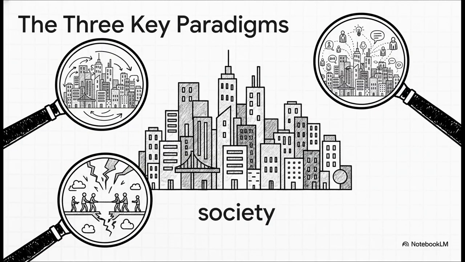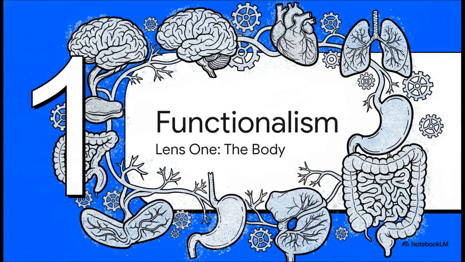So in this explainer, we're going to dive into the three major schools of thought, or what we call paradigms. The best way to think about them is as three totally different lenses. Each one you look through shows you the exact same world, but it looks completely and totally different. Okay, let's grab that first lens and see what comes into focus.